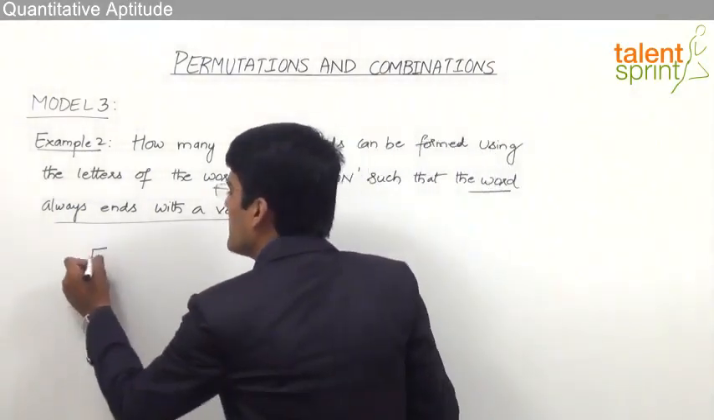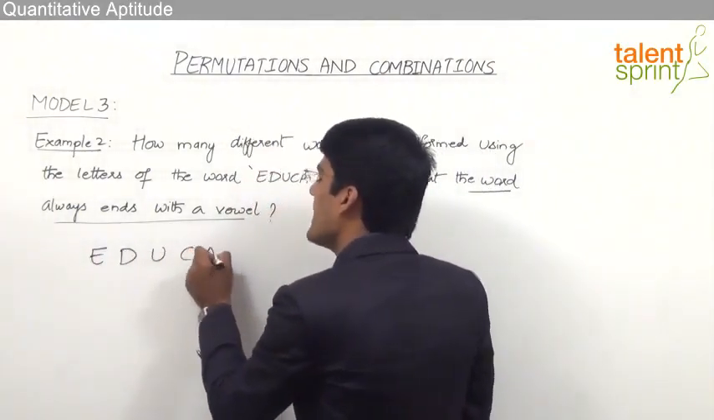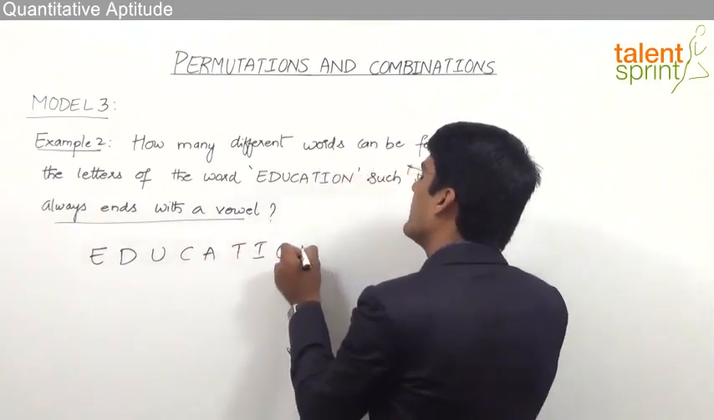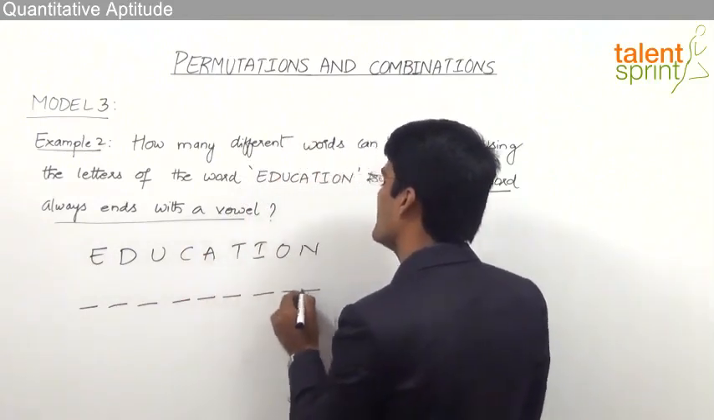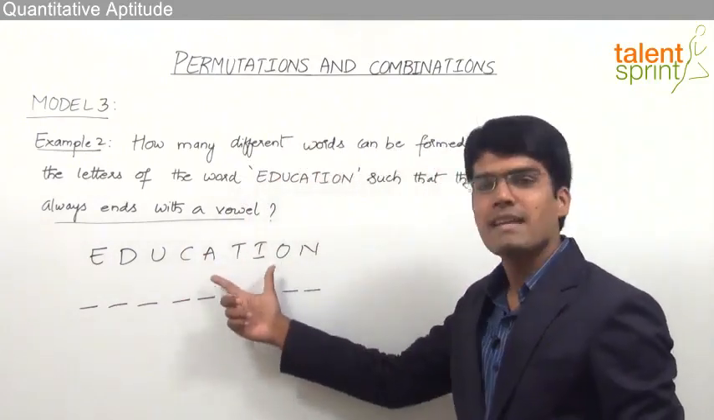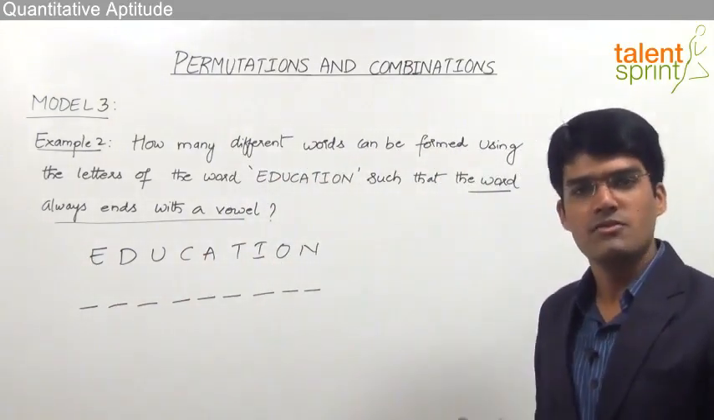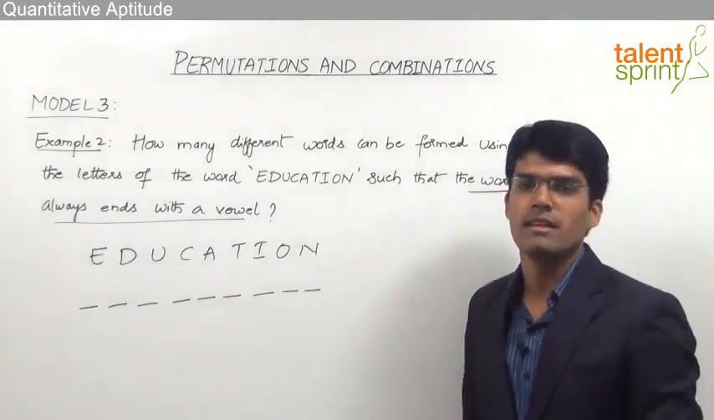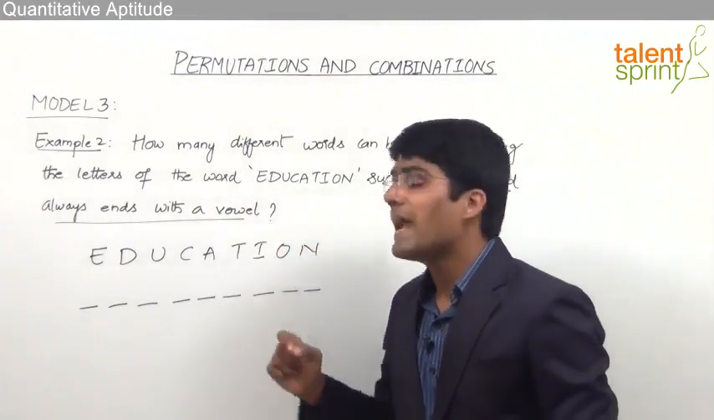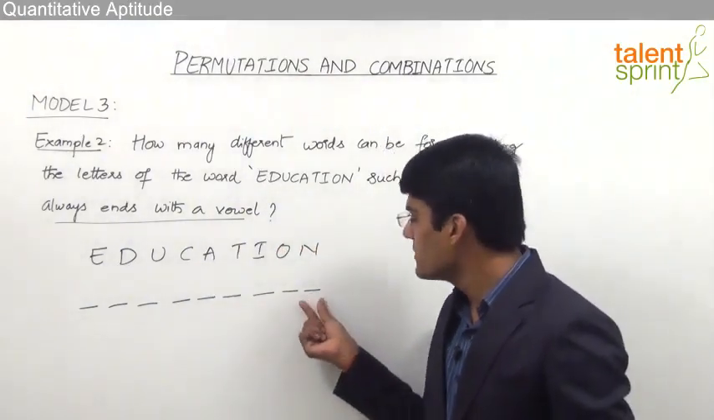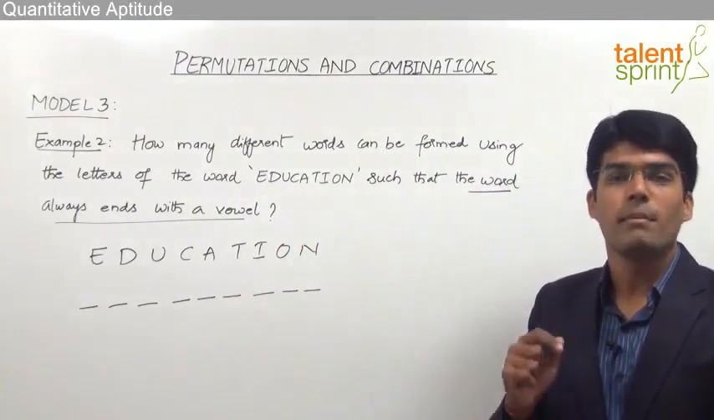We know that there are total 9 letters: E, D, U, C, A, T, I, O and N, and there are total 9 positions: 1, 2, 3, 4, 5, 6, 7, 8 and 9. So these 9 letters have to be arranged in 9 positions. In general, without any condition, that can be done in 9 factorial ways. But here the condition says the word should always end with a vowel. That means the last position should always be occupied by a vowel.